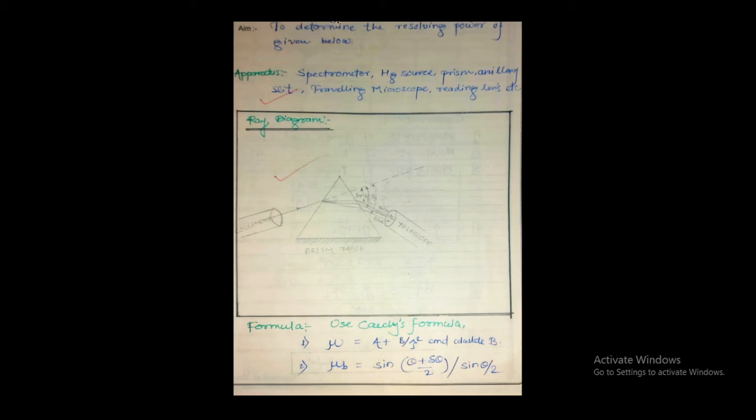Title of the experiment: Resolving power of prism. To determine the resolving power of prism, the required apparatus are spectrometer, mercury source, prism, auxiliary slit, traveling microscope, reading lens, etc. It is the experimental optical ray diagram.